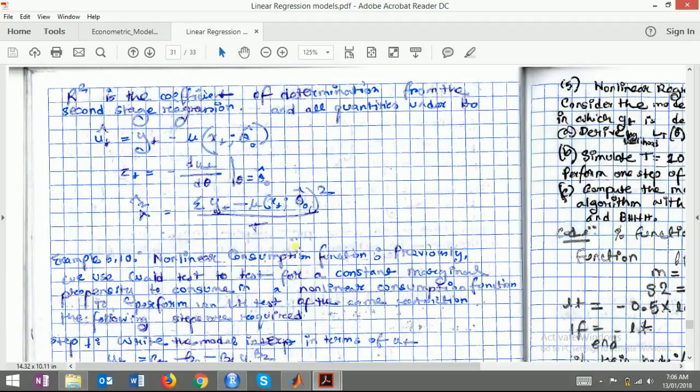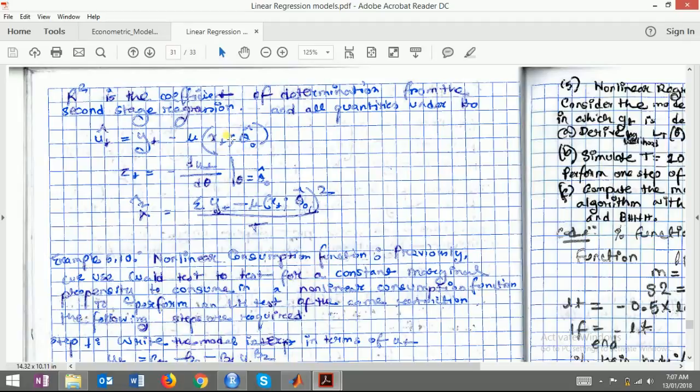Is this the coefficient of determination from the second stage regression with all quantities under the null? It is U_T, Z_T is dU_T by d theta, and sigma square is (Y_T minus mu) square by T. So this is something we need to remember.